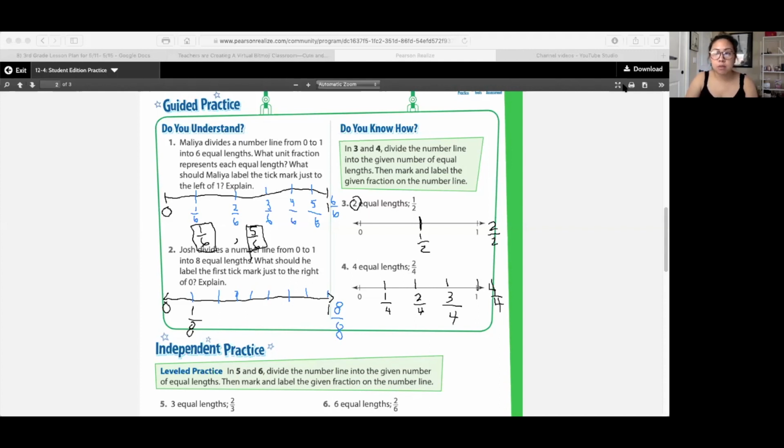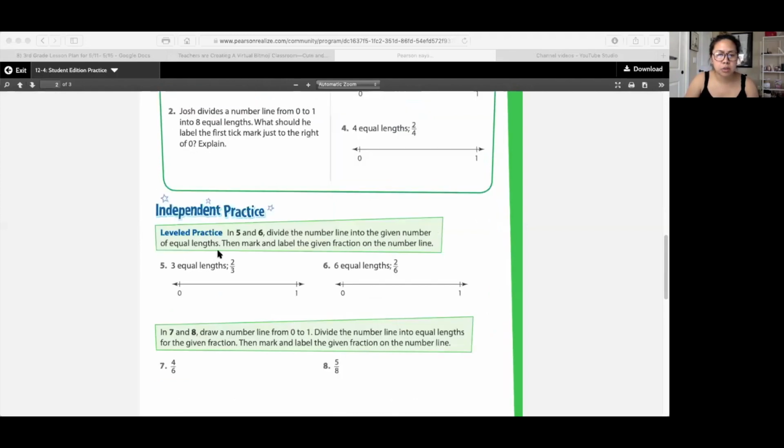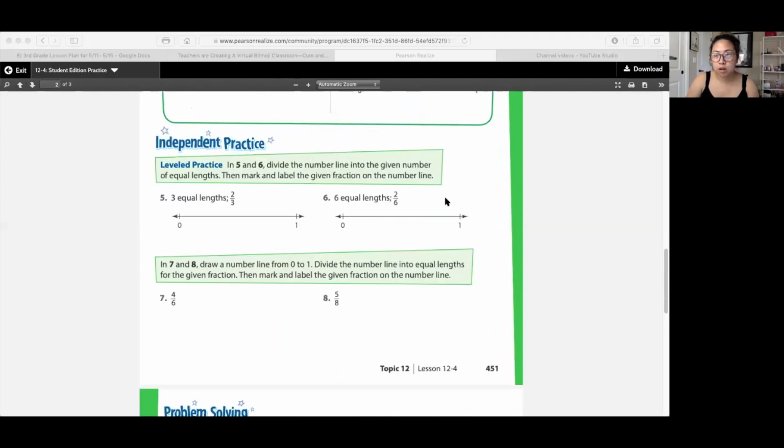I'm going to go ahead and move on to independent practice. So if you need to pause the video, go ahead and pause it. I'm going to go ahead and clear my drawings. Moving on to independent practice, I'm just going to do 5 and 7 with you. That way you can try 6 and 8 on your own.